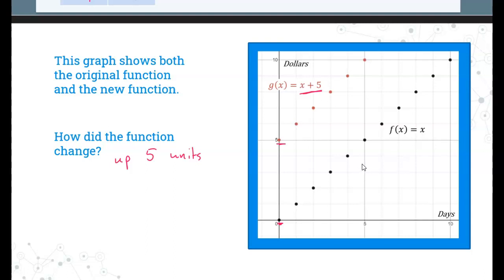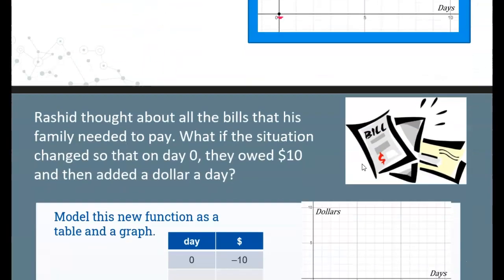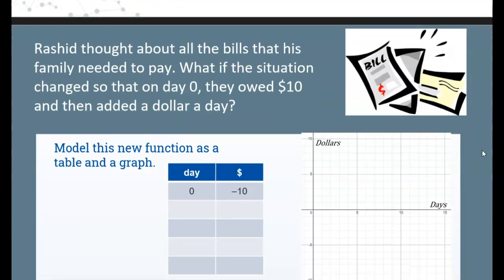Let's look at another addition to this story. So Rashid thought about all the bills that his family needed to pay. What if the situation changed so that on day 0 they owed $10? So instead of having money in savings, they were actually in debt, and then they added $1 a day from there.